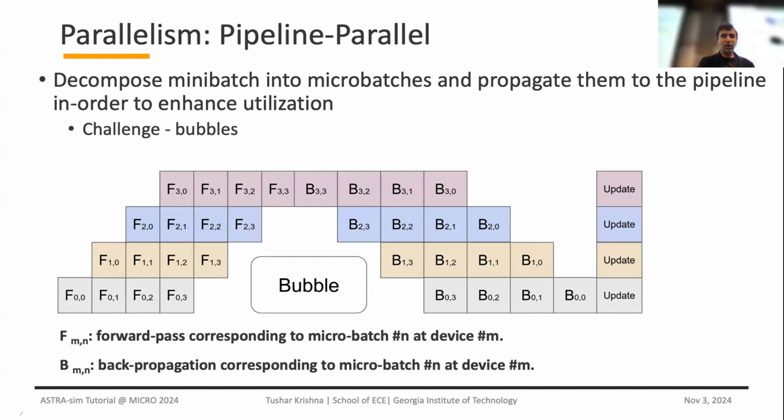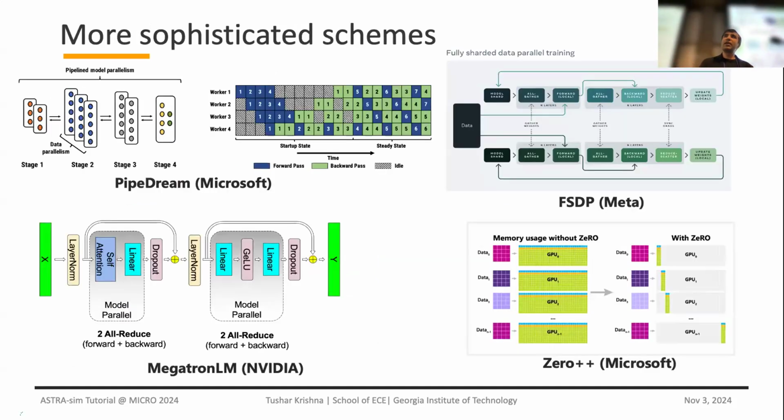So again, this is a very active area of research, in terms of identifying the right parallelism strategy. And there are also a lot of sophisticated schemes that exist out there. PipeDream from Microsoft, Megatron from NVIDIA, ZeRO from Microsoft to also handle optimizer state, FSDP or fully sharded data parallel from Meta, and so on. You can certainly take a look at these to understand more about different parallelism strategies. But basically, it boils down to these parallelism strategies and the specific communication patterns they lead to.